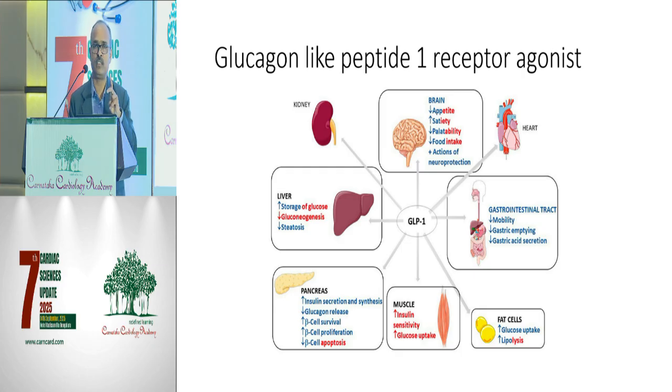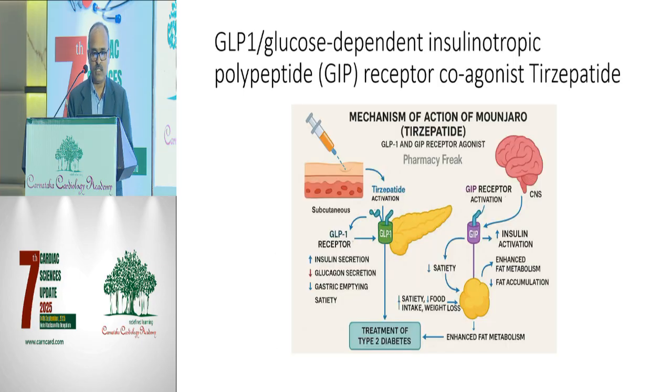So what are the newer drugs? We heard about GLP-1 receptor agonists. Here I think we discussed oral ones, but heart failure with preserved ejection fraction trials have all been done with injectables. We should know that it acts on the liver, kidney, brain, heart, pancreas, and muscles. So there was a discussion about sarcopenia and fat cells.